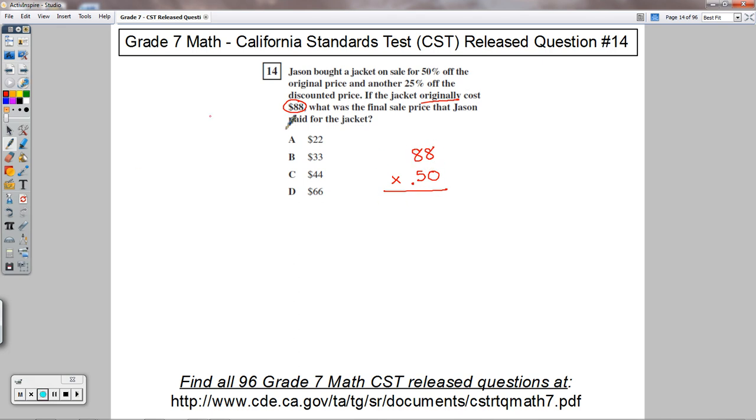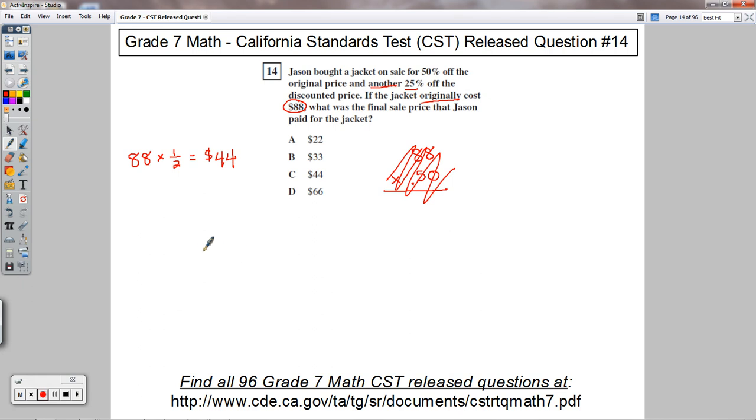So half of 88, I'm going to scribble this out. You could do that if you wanted to, but save yourself some time and just think of 88 times 1/2. That's the same as 50%. That's going to be $44. So from there, it's another 25% off that discounted price. So this is the discounted price.